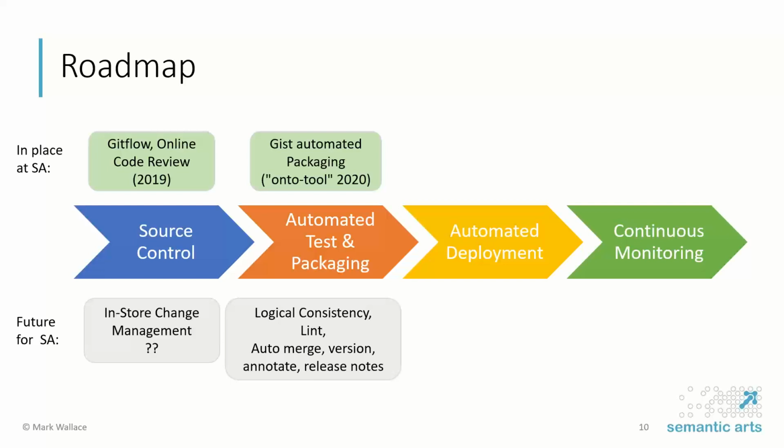But the idea was certainly for all of us to test for logical consistency, hopefully in our Protege or other tool. But I'd say this is still somewhat piecemeal for Semantic Arts. Some of us are using these in some places, but I wouldn't say it's consistent across the whole firm. I'll talk about some of these in a second and demonstrate some of them. Automated deployment and continuous monitoring, I think, are still future for Semantic Arts.